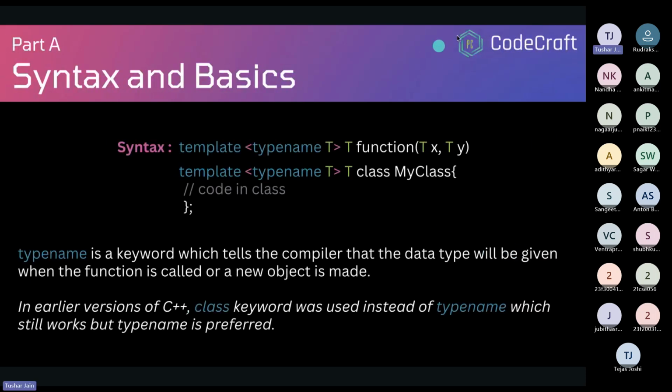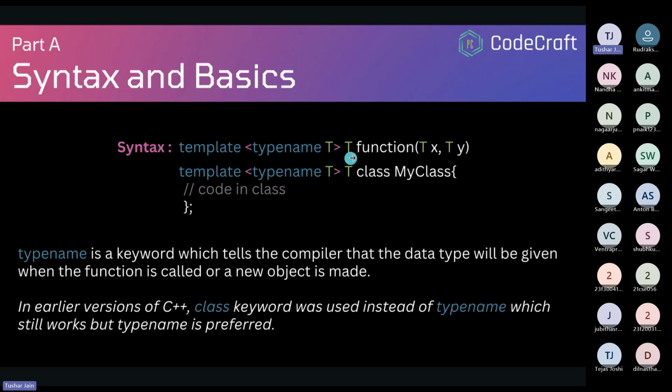So this is the syntax of templates. The keyword is template, then typename T. Here T represents a data type. Whenever we are calling any function or any class, we specify what T we are referring to. This might be int or long or char. This can be anything, but while defining the function, we use typename T, and then this next T is the return value of the function.